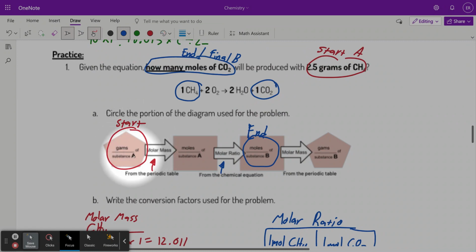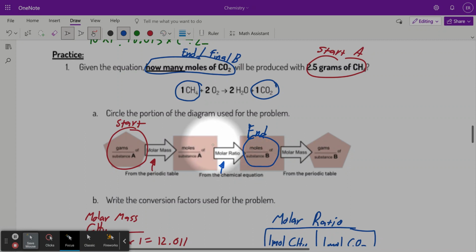So then we go to our path, and we're starting with, if we look over here, grams of A. So grams of A is what we circle, and then our end is moles of B. So moles of B is what we circle. So grams of A is our starting point, moles of B is our end. So then we look at, all right, what conversion factors do we need? So we need molar mass of A, and then the molar ratio to go from A to B.